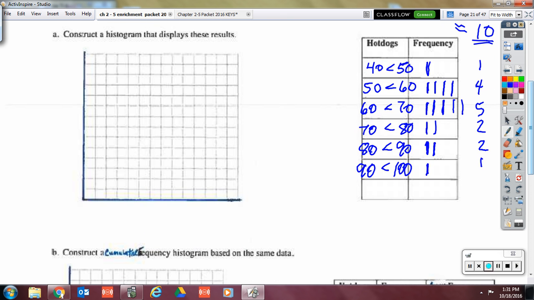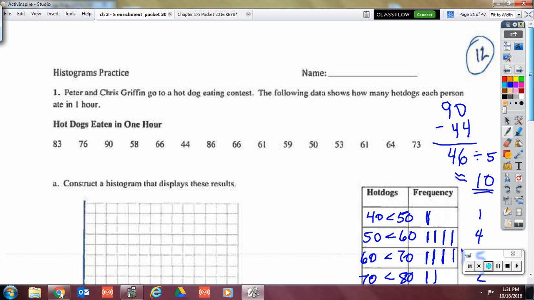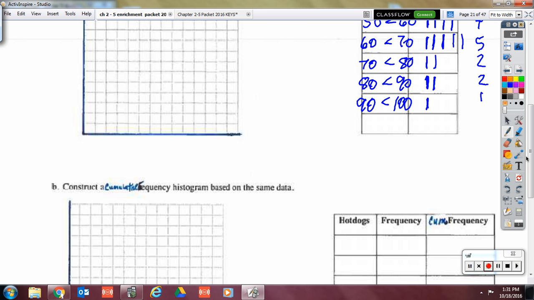Okay. So let's come over here and put our histogram together. So first of all, we need to label what these are. What do these numbers represent? What does the number 90 represent? What's the context? Good. Number of hot dogs eaten in an hour. Okay. Number of hot dogs eaten per hour. Okay. Labeling is important.